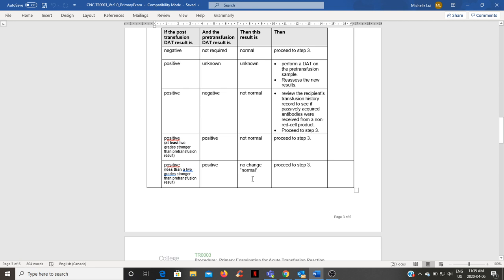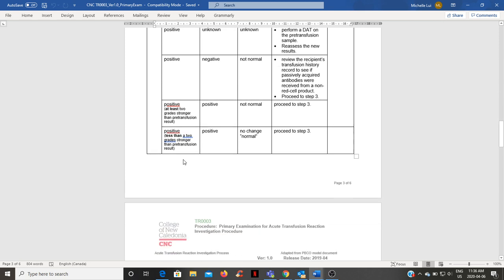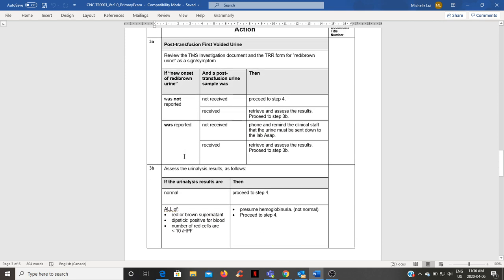So we're saying, let's say the patient had an autoimmune condition or some kind of treatment that gave them a positive DAT before. It was 1+, and now it's a 2+. We're going to consider that no change. Okay, but if it was a 1+ before and now it's a 3+ or 4+, that is a significant change. So we did a plasma check and a DAT. Let's see what's in number 3.